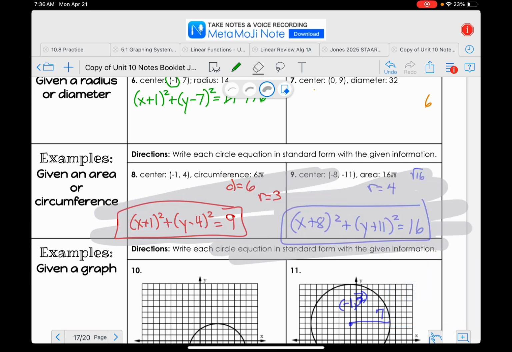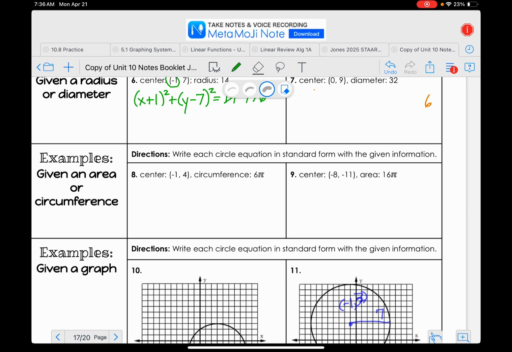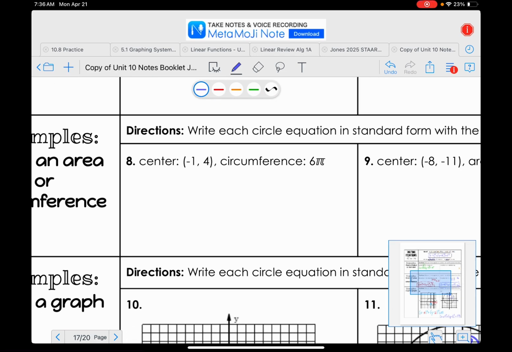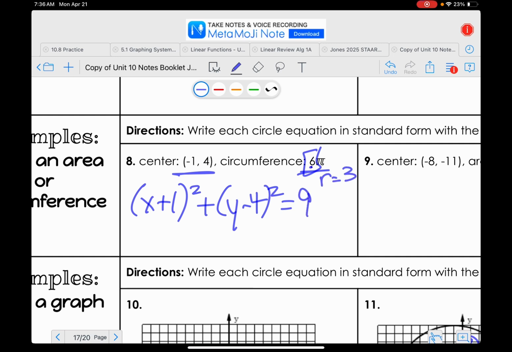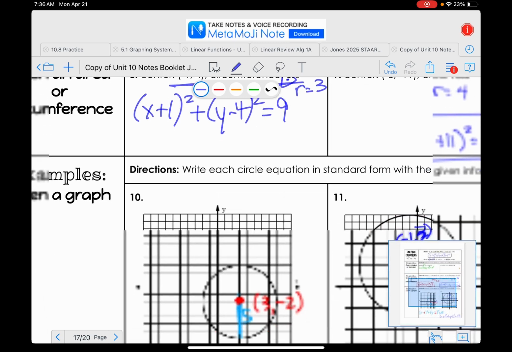Let's work backwards on one of these. So I have the center and the circumference, and I want to write an equation. x plus 1 squared plus y minus 4 squared equals... Now, what is your radius? If it's pi times diameter, there's your diameter, radius 3, radius squared is 9.